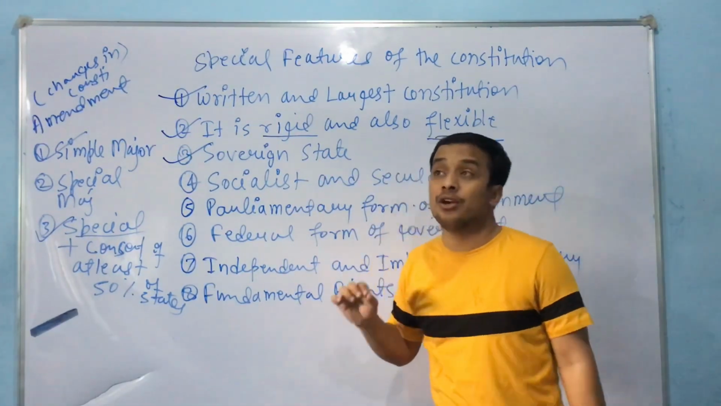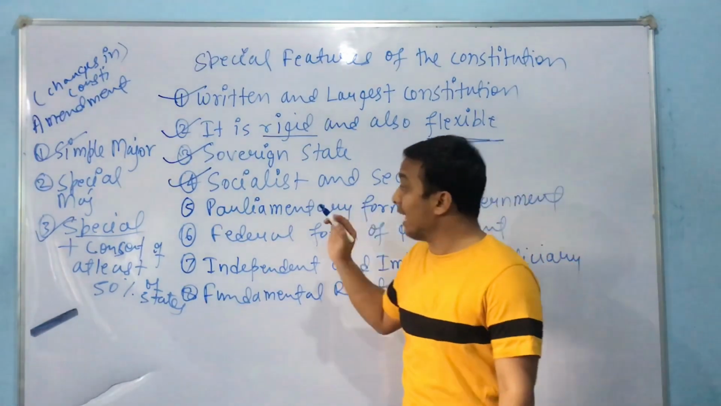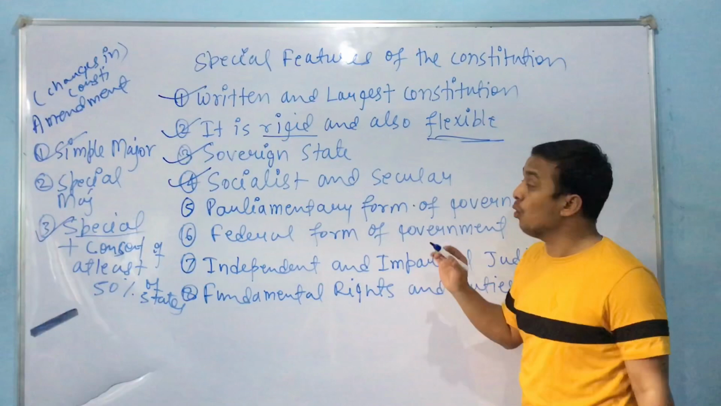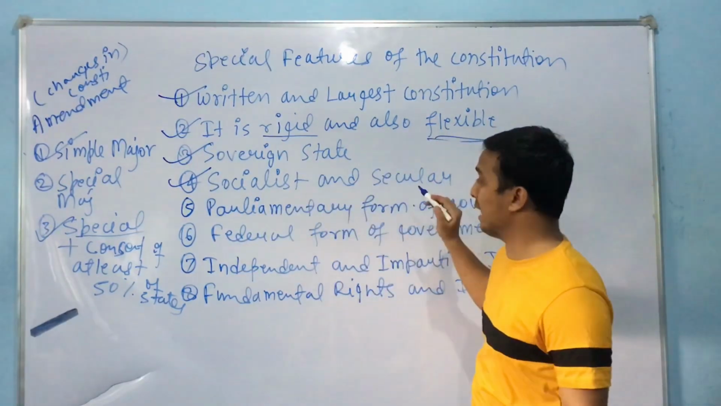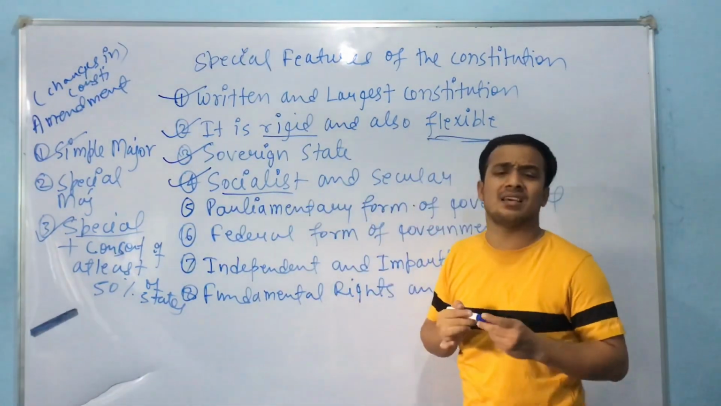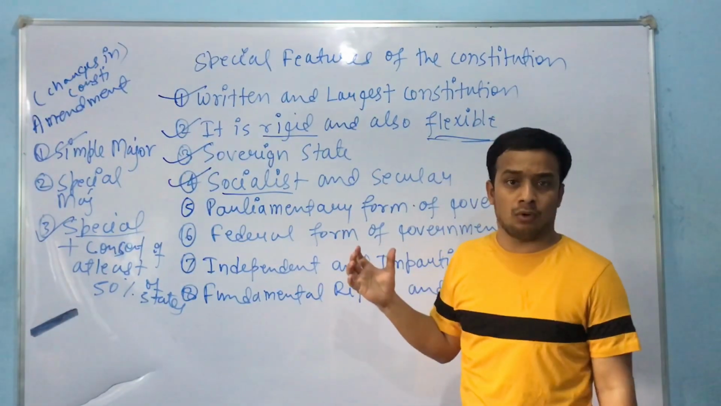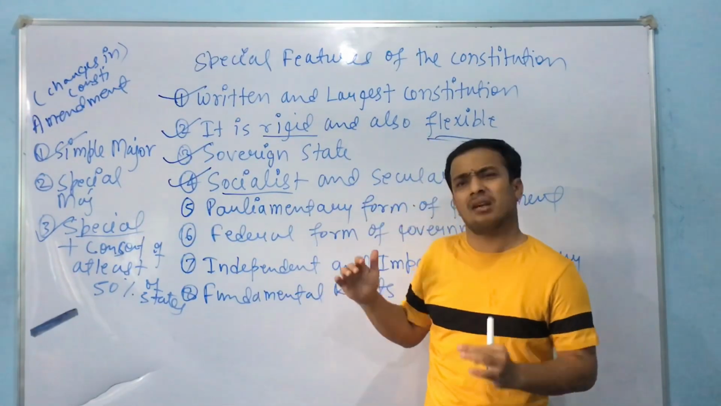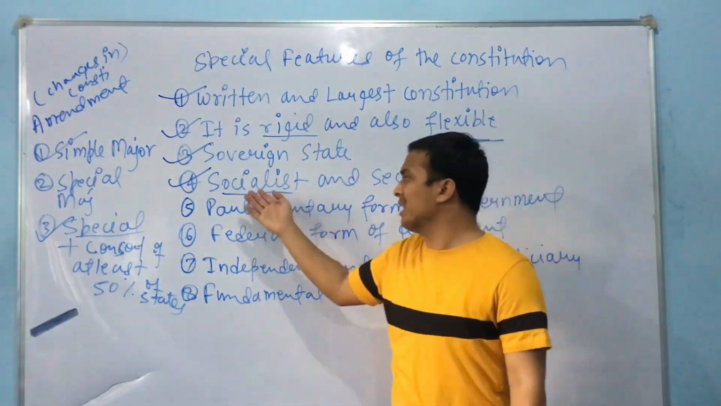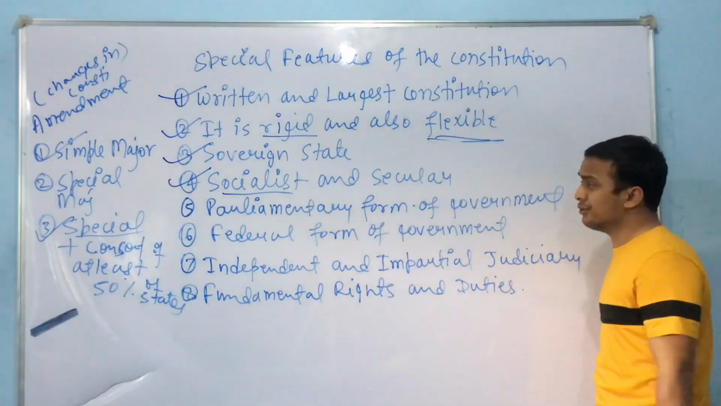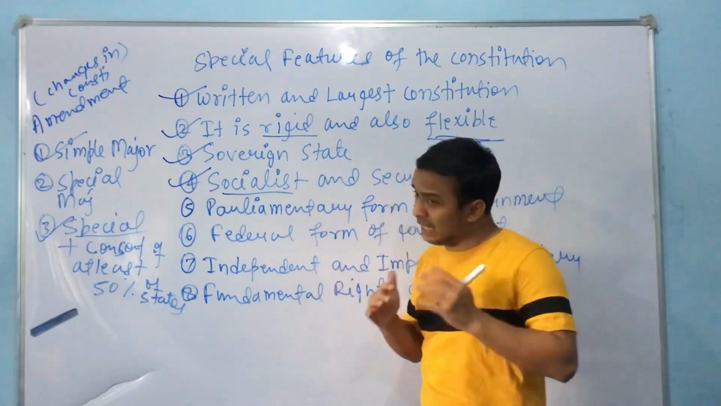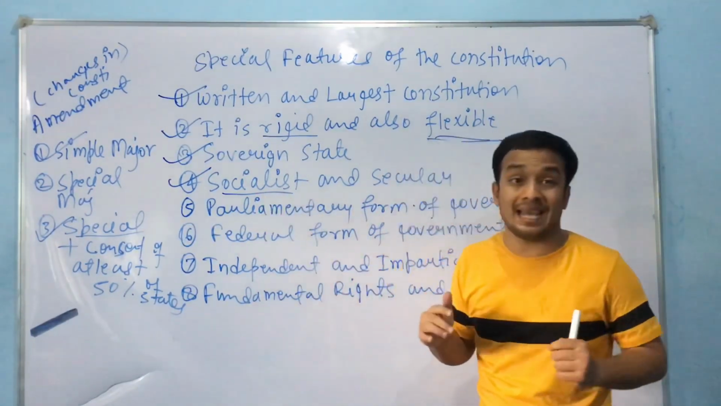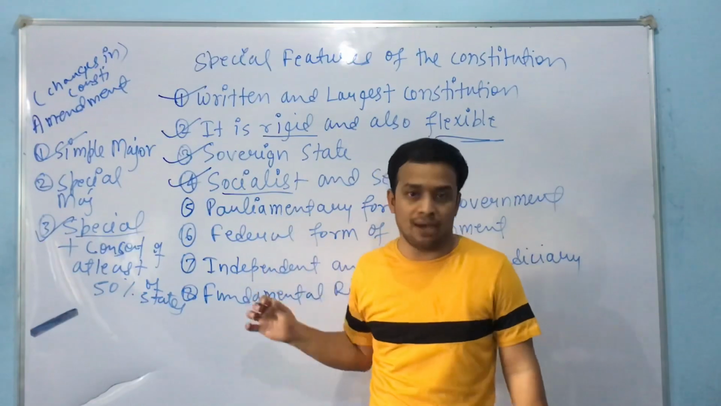That's why we are regarded as sovereign state। Next feature is socialist and secular। Now what is the meaning of socialist and secular? Socialist, I told you, it is a type of economic system, okay, in which there is equal distribution of wealth। Okay, equality. So basically our constitution describes that Indian economy should be based on the socialist pattern, that there should be equal distribution of wealth.